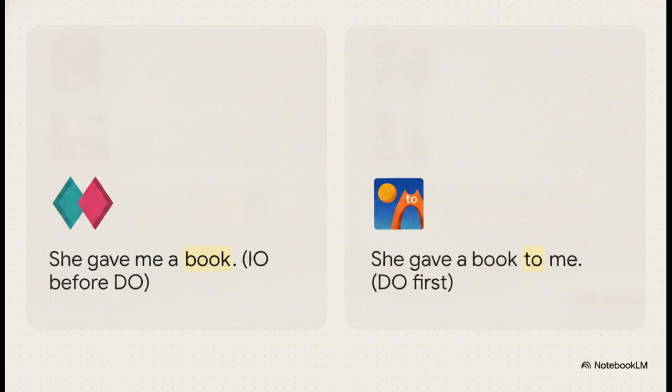Look at structure 1, which is the most common order. The indirect object, me, comes right before the direct object, a book. She gave me a book. Smooth, right? No extra words needed. But check out structure 2.